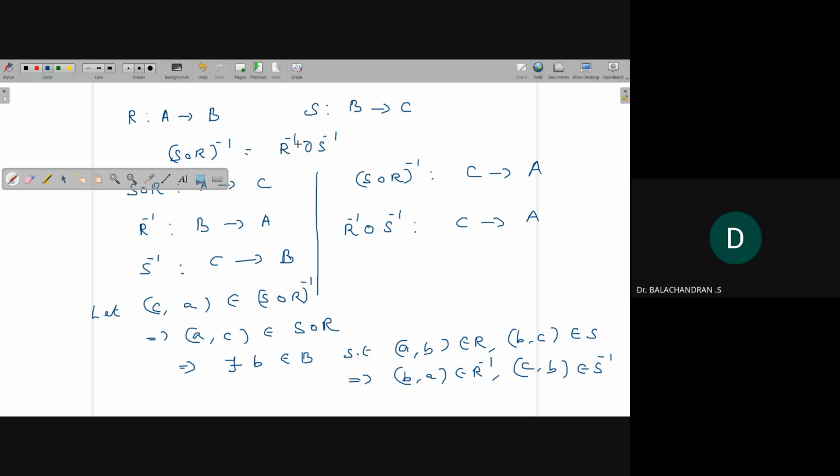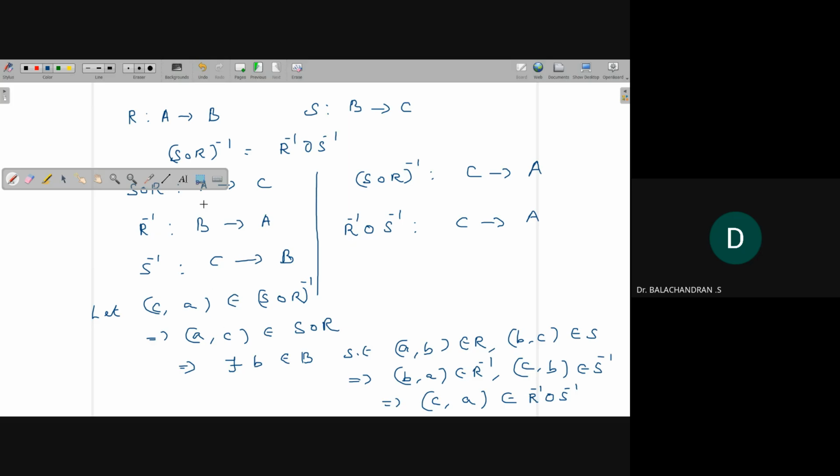Now I want to show that the same (C, A) belongs to the right hand side, R inverse composition S inverse. So I'll start from C to B and then B to A. First you are applying S inverse, so that's why I'll write S inverse here. Second, you are applying R inverse. First you are applying C to B, and then B to A. So the same element (C, A) is an element of the right hand side. What is the right hand side? R inverse composition S inverse.